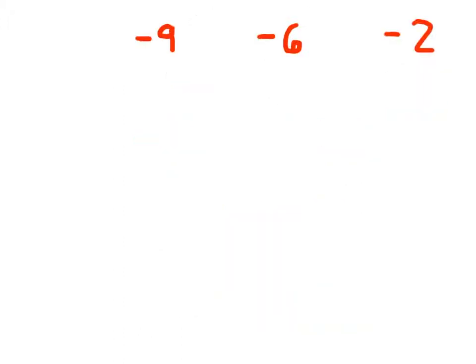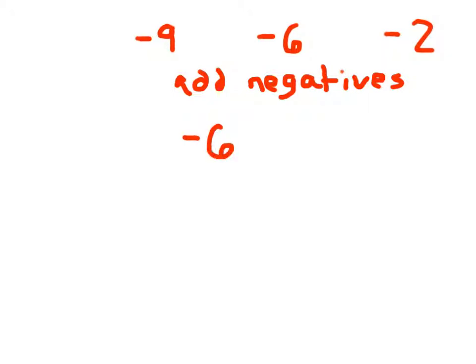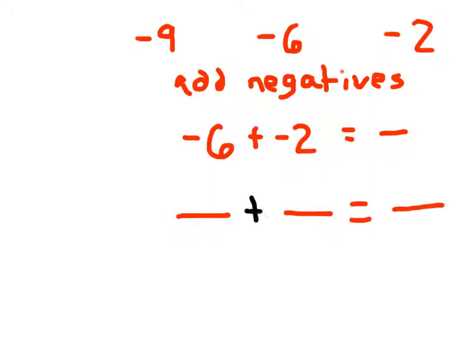What happens when you add negatives together? Let's take a look at adding -6 and -2 together. We're adding -6 plus -2. Your answer is going to end up being negative. A negative plus a negative does give you a negative number, so the number actually becomes even more negative.